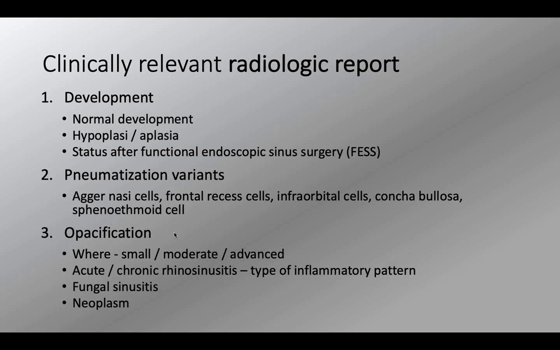But always look for acute or chronic. Chronic is always sclerotic sinus walls. See if it fits into one of the five inflammatory patterns. And always look for fungal sinusitis. Look also outside the sinus, and always consider a neoplasm when it's unilateral.